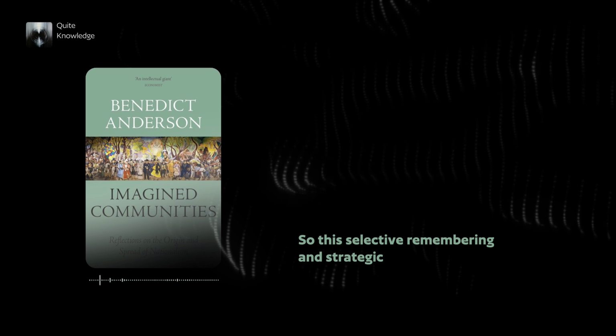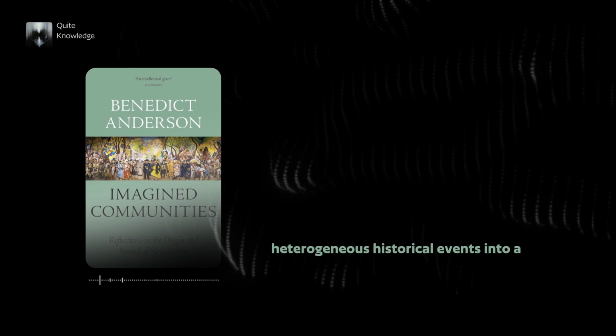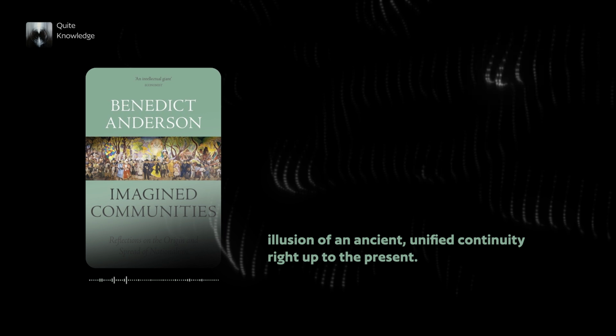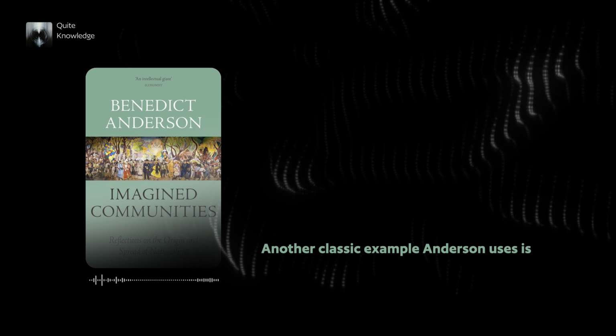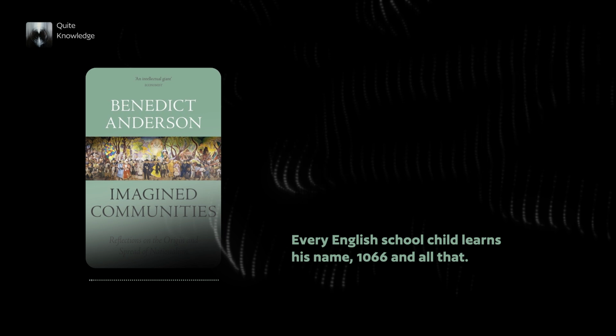So this selective remembering and strategic forgetting weaves these potentially disruptive, heterogeneous historical events into a single, seamless national biography, creating the illusion of an ancient, unified continuity right up to the present. Exactly. Another classic example Anderson uses is William the Conqueror in English history. Every English school child learns his name, 1066 and all that.